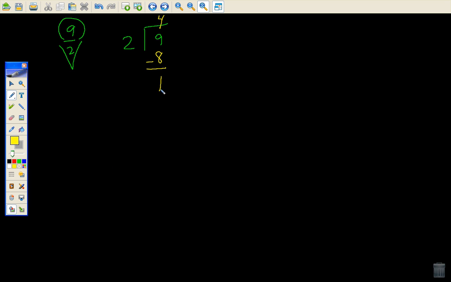I'm going to be reporting all remainders as fractions. So it went in 4 whole times. So that's my big number. There was 1 left over, and they were cut up into halves. So 9 halves does equal 4 1/2.